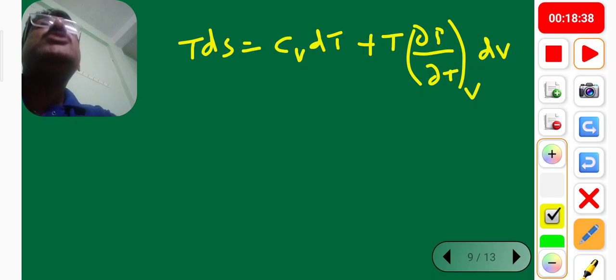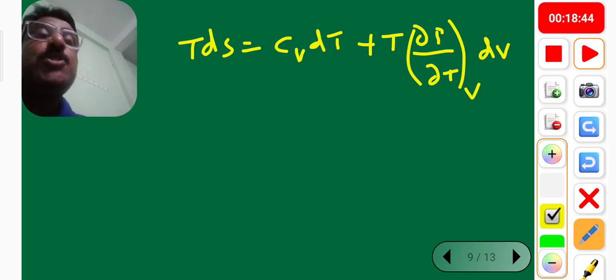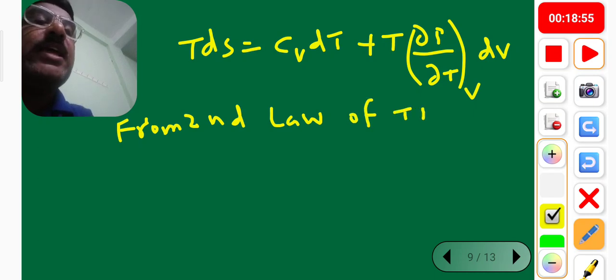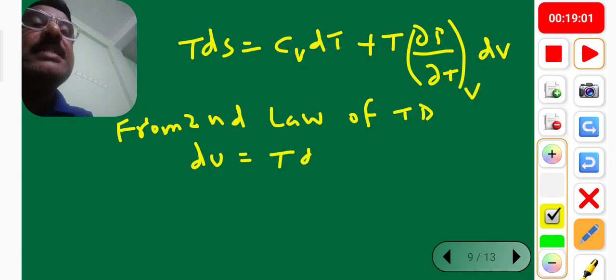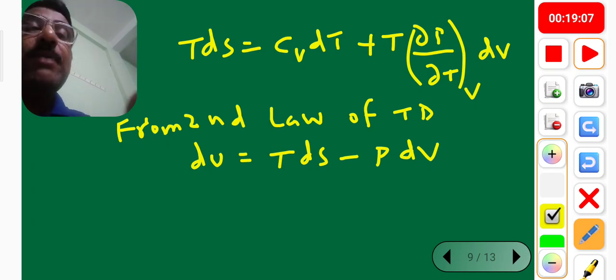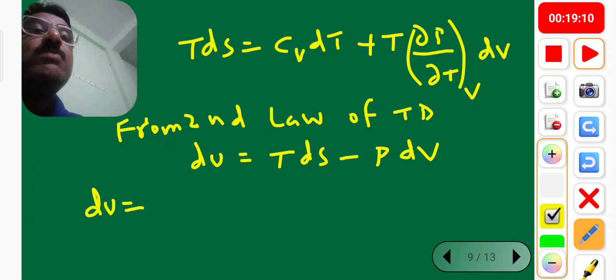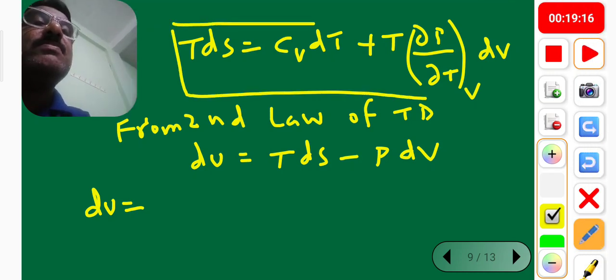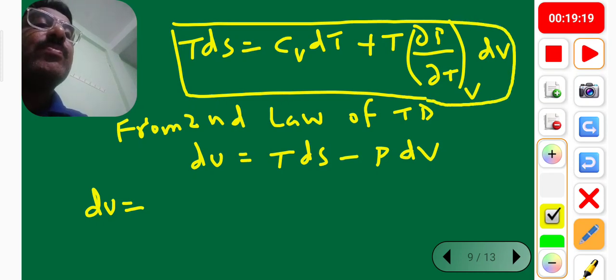So once you get this relation, you can substitute this in the second law of thermodynamics. From the second law of thermodynamics, what is our equation? dU is equal to TdS minus PdV. This is our equation, right? So I can write dU is equal to TdS. What is TdS? This is our TdS equation. We got this equation for TdS, right?